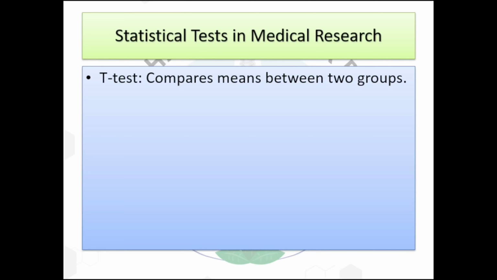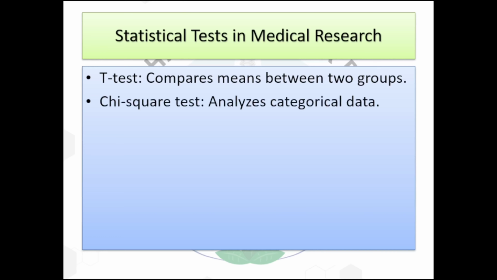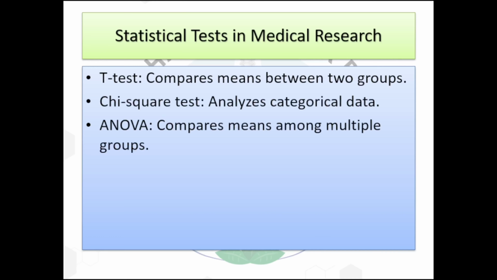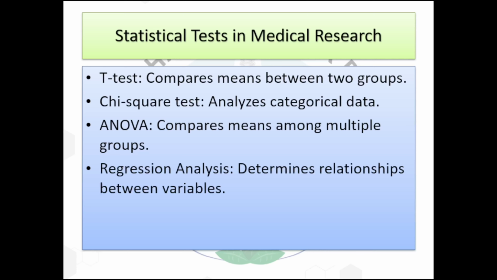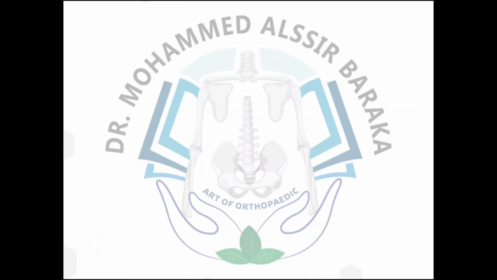Statistical tests in medical research: we have specific tests used in analysis for any medical research. T-test compares means between two groups. Chi-square test analyzes categorical data. ANOVA compares means among multiple groups. Regression analysis determines the relationships between variables.